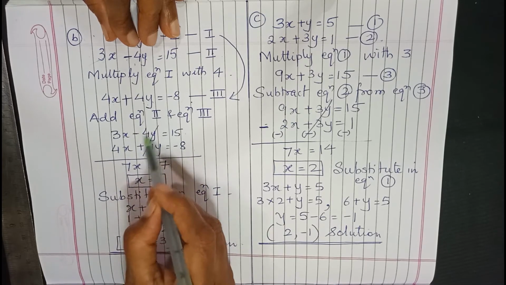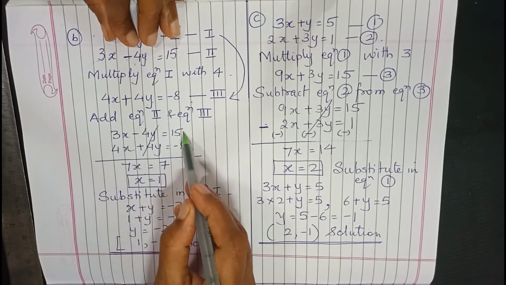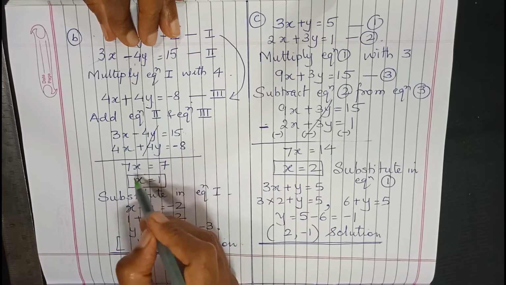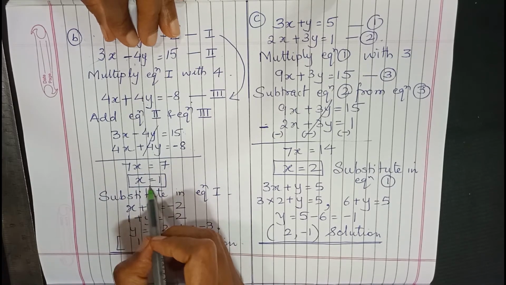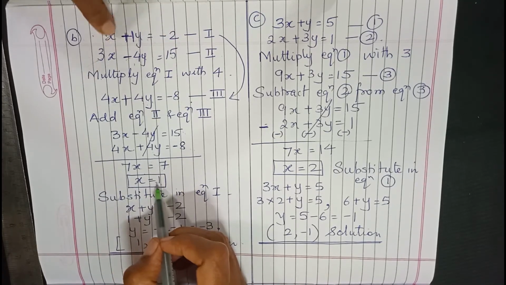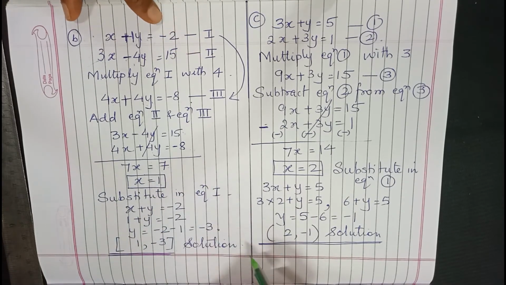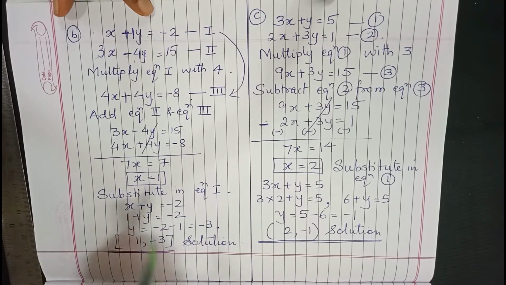Now you can see minus 4 plus 4 will get cancelled. 3x plus 4x is 7x and 15 minus 8 is also 7. So I get the value of x as 1. 7 upon 7 is 1. Now once I get the value of x as 1, I can substitute in any one equation, either the first one or the second one, to get the value of y. So let's say we substitute it in equation number 1.